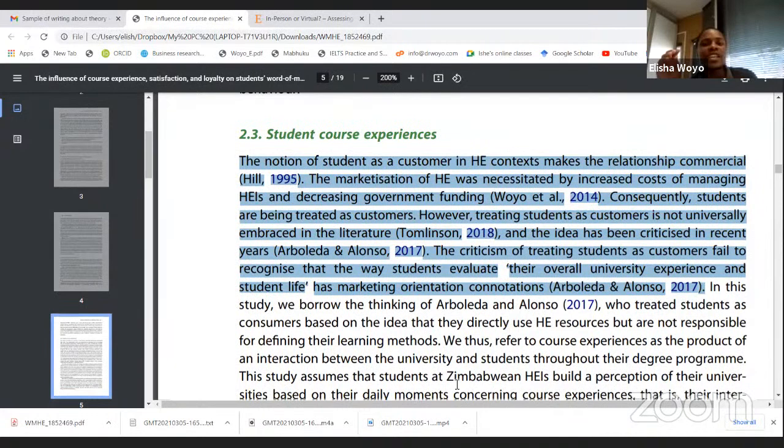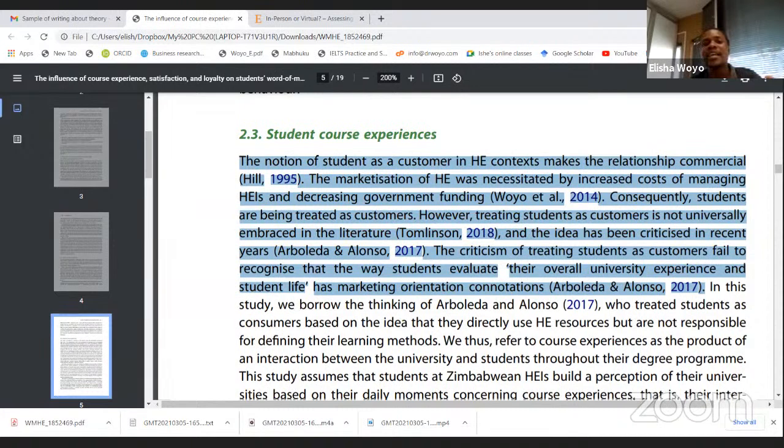So there is a stream of literature that talks about students as customers, and some people are not happy about it. And the criticism of treating students as customers fails to recognize the way students evaluate their overall university experience; student life has marketing orientation connotations. So what we're saying is, if you read the however sentence, we have gone on to demonstrate controversies that exist in this particular literature. So this kind of writing is only required for the literature review sections.